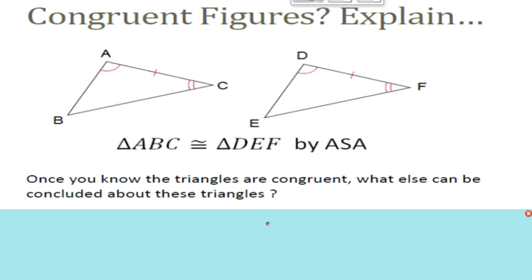Well, if I know that these triangles are congruent, which I just proved by saying angle, side, angle, that means also that all of the other parts that aren't labeled are also congruent. For example, angle B has to be congruent to angle E, and line segment AB has to be congruent to line segment DE, and then the final line segment BC has to be congruent to EF. So even though those things weren't labeled, once I proved the triangles were congruent by angle, side, angle, then I can say the rest of the parts are also congruent, the corresponding parts anyway.